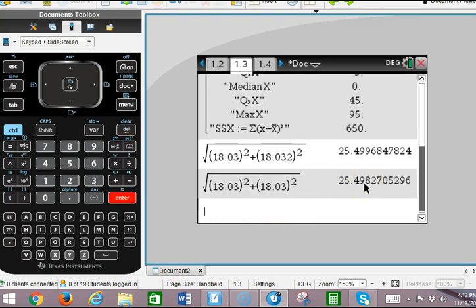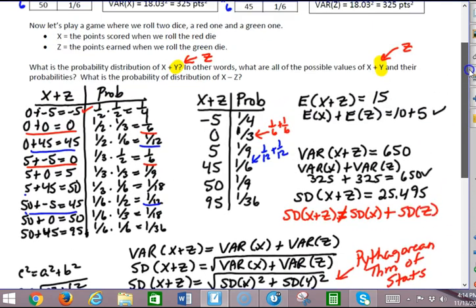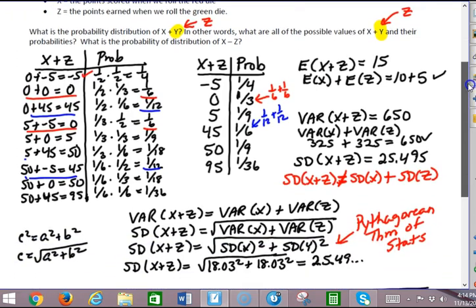Okay, 25.498. Now, realize this is a rounded number, so it's not exactly what we have there, but if we had not rounded that number, we would have gotten exactly the 25.495. Okay. All right. So this is how we find the standard deviation when we add together two random variables.